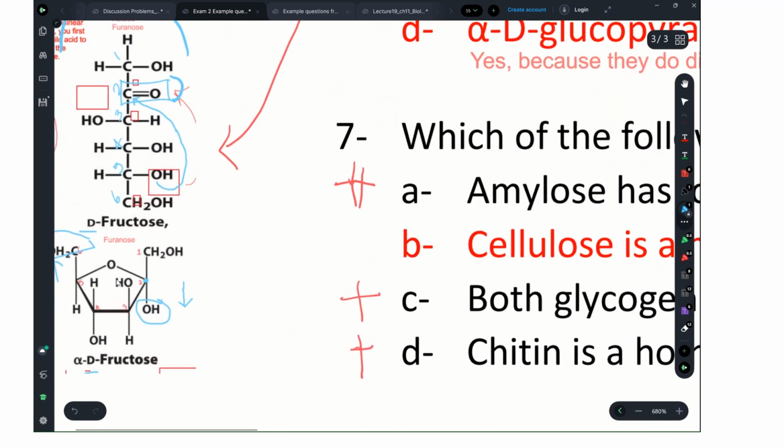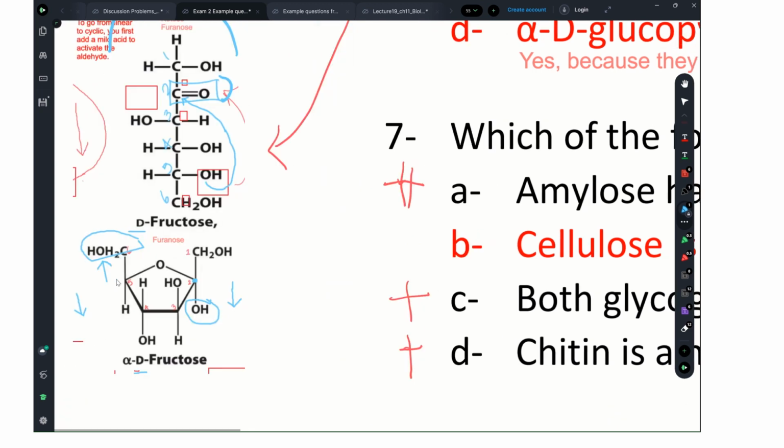So for the ketose, the ring actually looks like this. Carbon number 1 is up here, and then carbon number 2 is in the anomeric location. Okay, so this is still the anomeric carbon, and it's carbon number 2, not number 1.